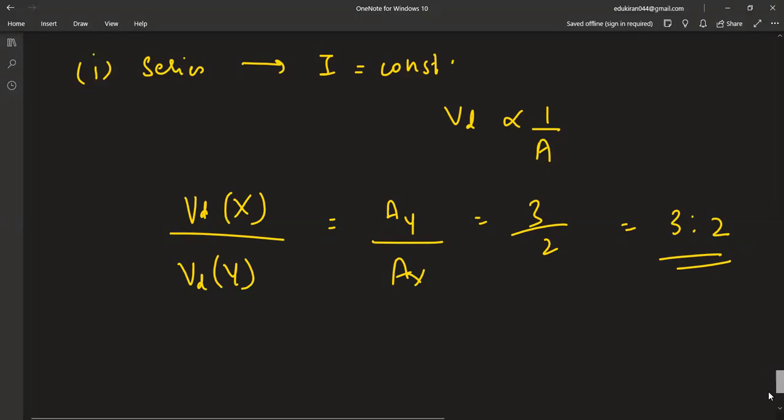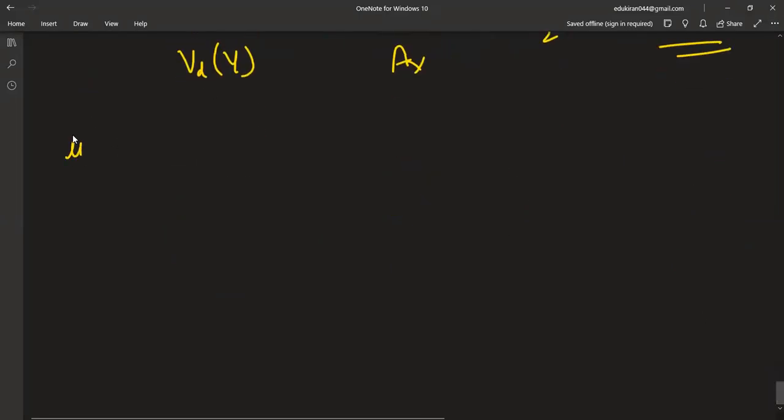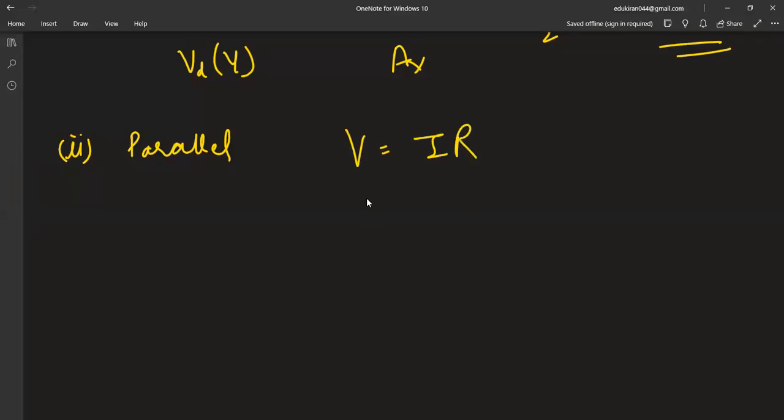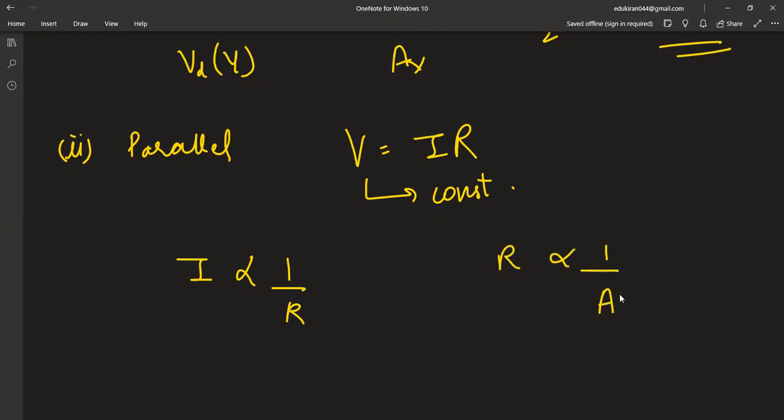That is the parallel connection. Look, for parallel connection, potential, which is equal to IR, is constant. Current is different, right? Current varies. So how does current vary? Current is inversely proportional to the resistance. And you know resistance is further inversely proportional to the area.